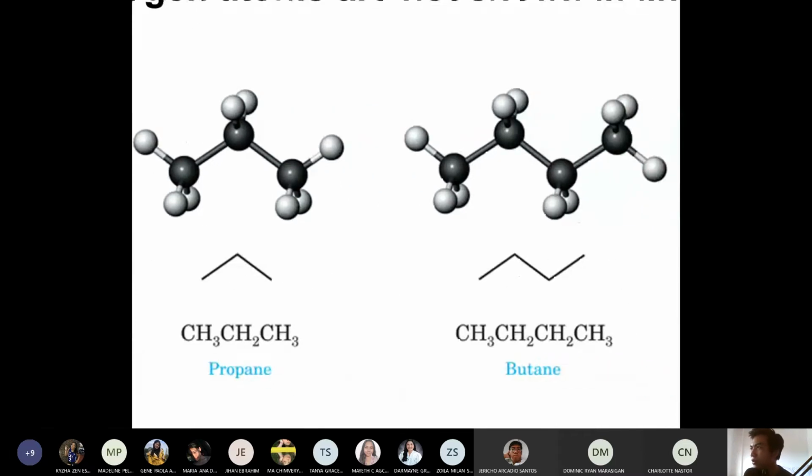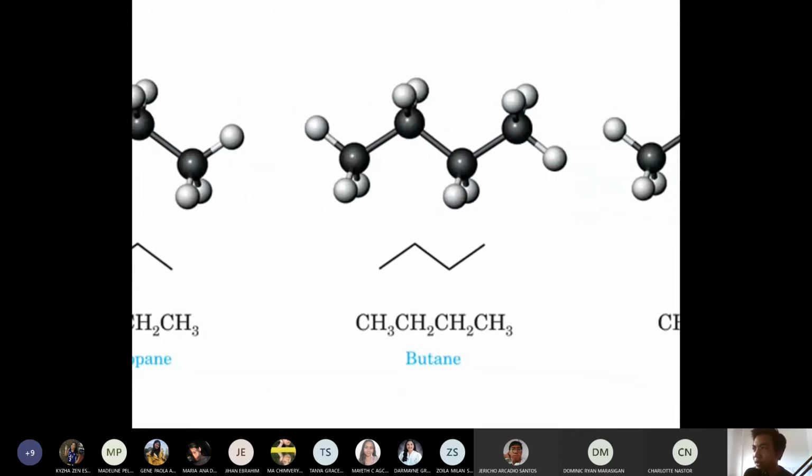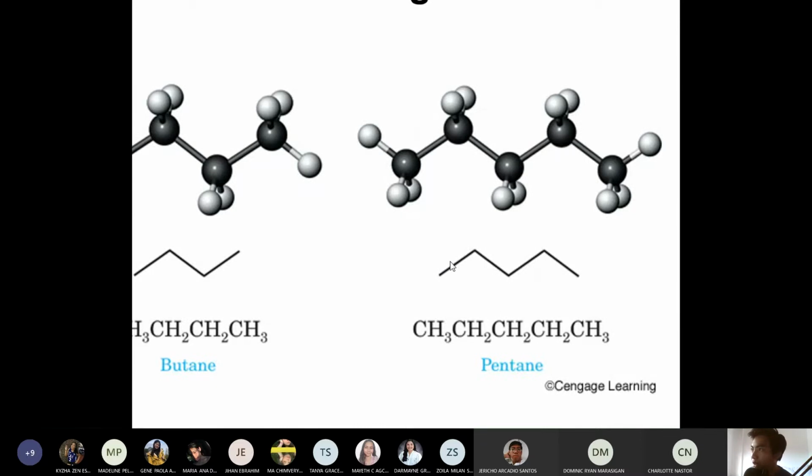Okay, for example, this one. Let's interpret it. How many carbons are in this zigzag? We have 1, 2, 3, 4. At each point in your zigzag, at each vertex and at each end, there is a carbon. So we have four carbons here, and whenever we have 4 carbons, that represents the alkane butane. This one, how many carbons are there? 1, 2, 3, 4, 5. So we have pentane.